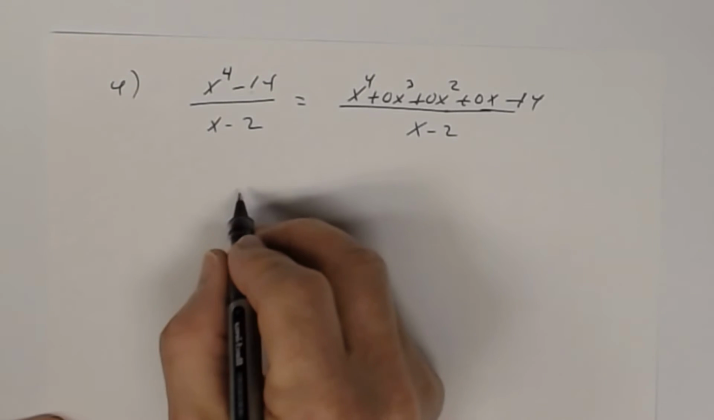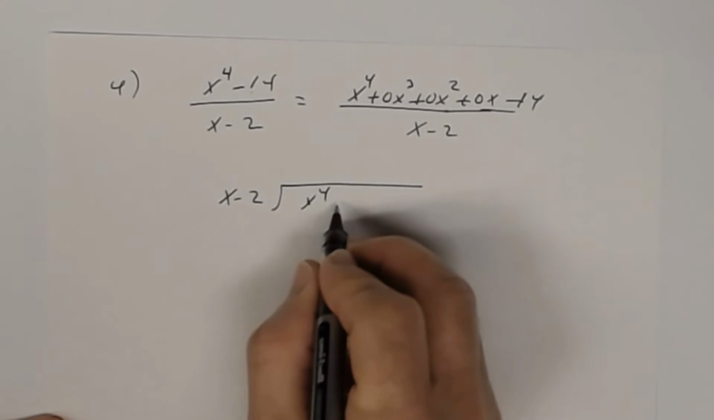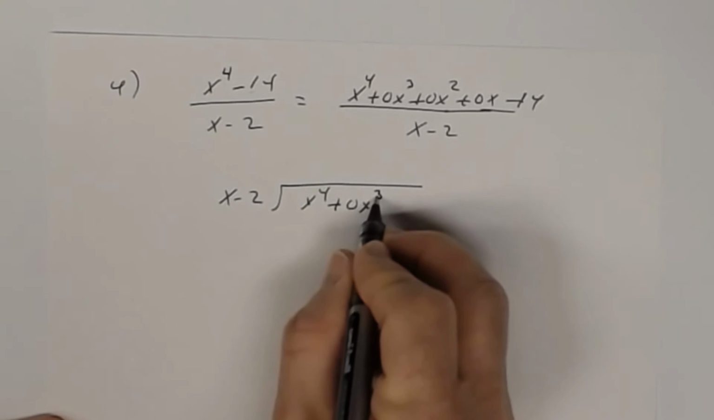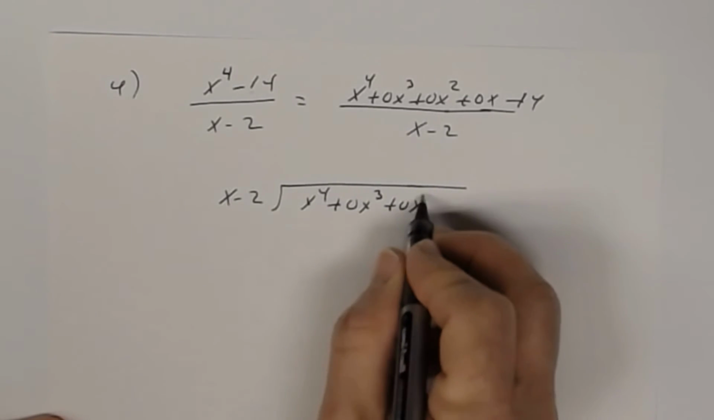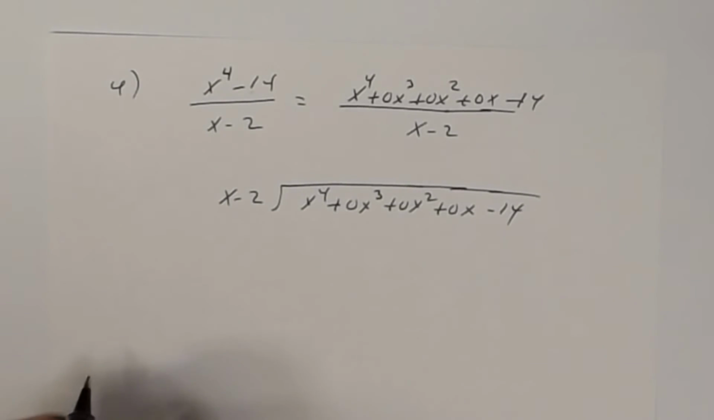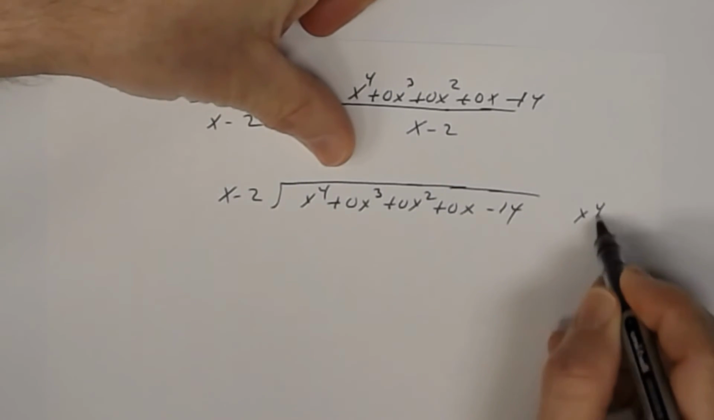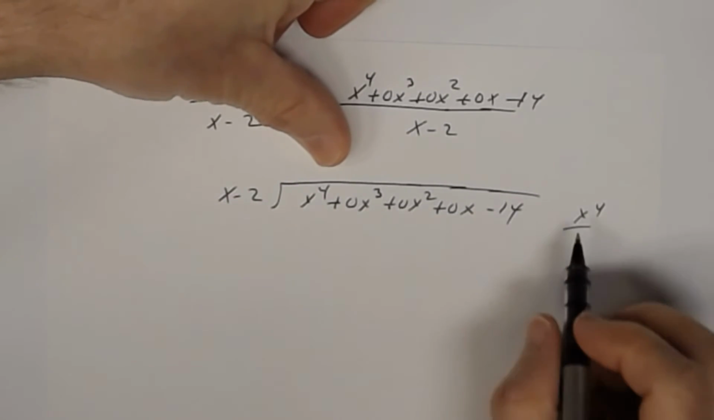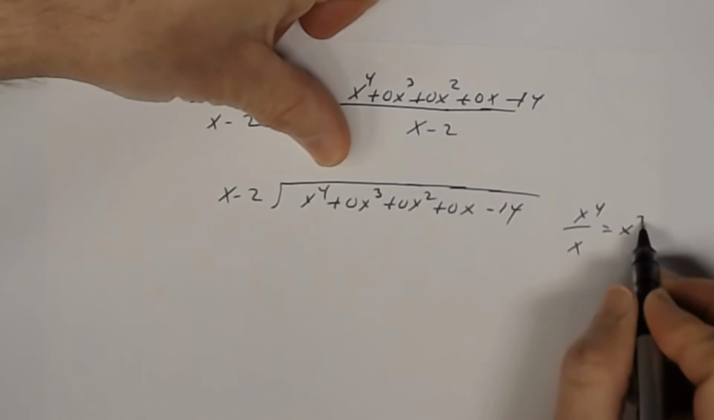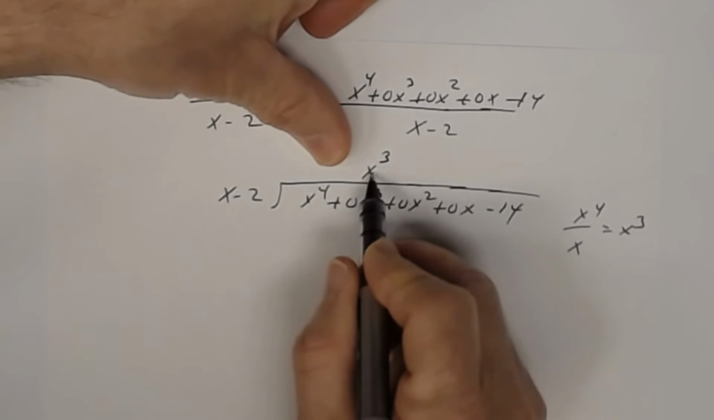So now let's use long division. So I'm going to say x minus 2 divided into x to the fourth plus 0x cubed plus 0x squared plus 0x minus 14. All right, so let's do long division. So x to the fourth, so the first divided by the first. So x to the fourth divided by x is x cubed. So make sure you put them in the right place. Then you're going to multiply this times this.